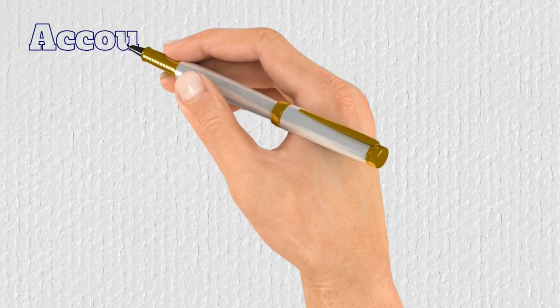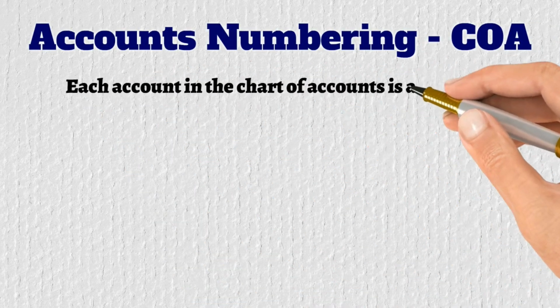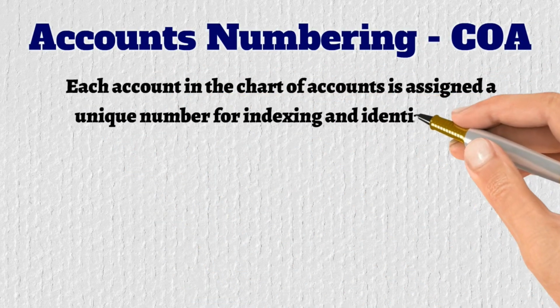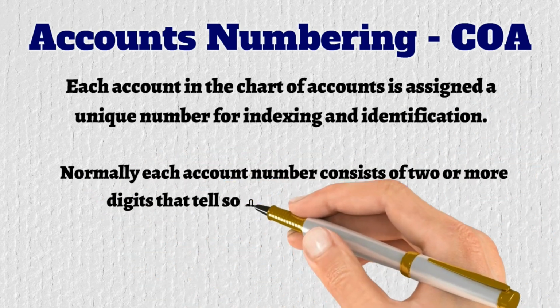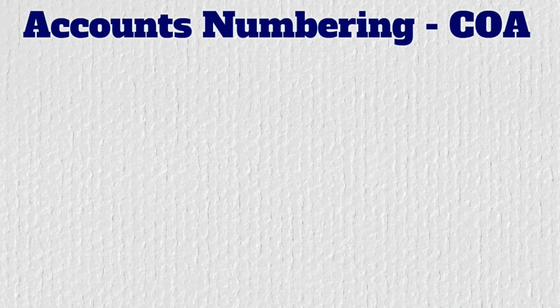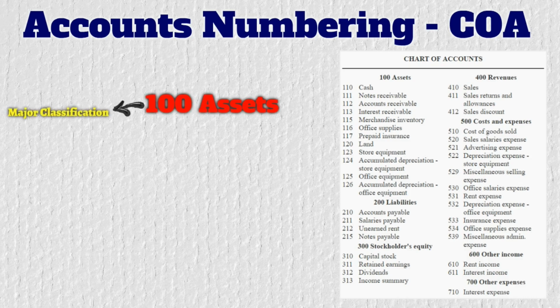Now let's discuss account numbering in chart of accounts. Each account in the chart of account is assigned a unique number for indexing and identification. Normally, each account number consists of 2 or more digits that tell something about the account. For example, in this chart of account, 3-digit account numbers have been used. The first digit shows the major classification of the account or the head of accounts. The second digit shows the sub-classification of the accounts. And the third digit identifies the specific account name.